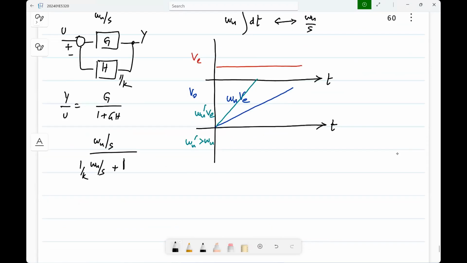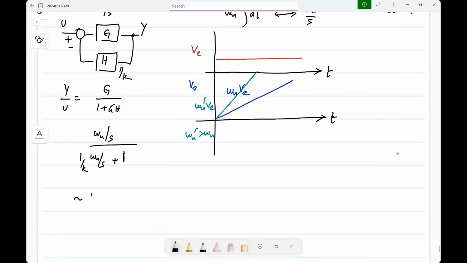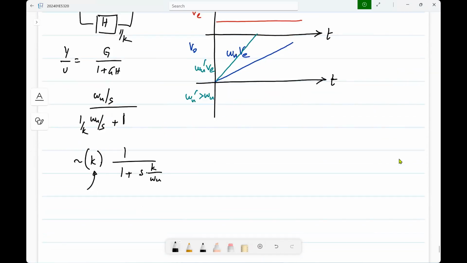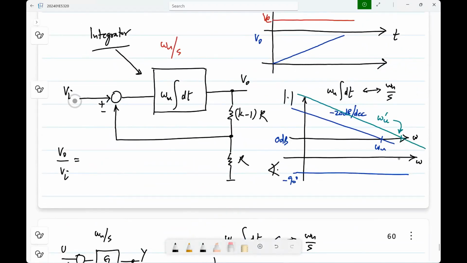This is not a very nice form, so there are a couple of different ways to write it. It can be written as K times 1 by 1 plus S times K by omega u. This is a useful form in that it gives you what we were trying to achieve, the ideal gain, and this is something extra, we'll see. Now earlier I said that if the input Vi is constant, what will be the steady state output?